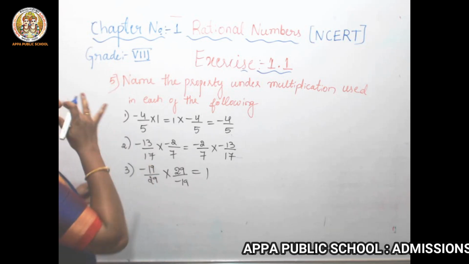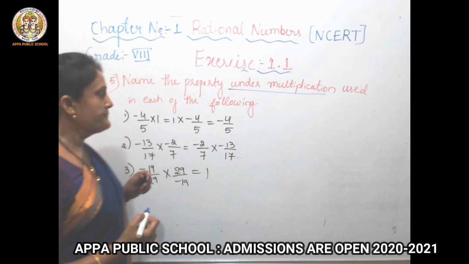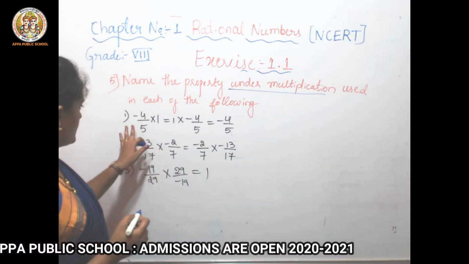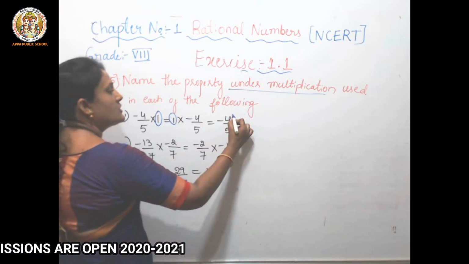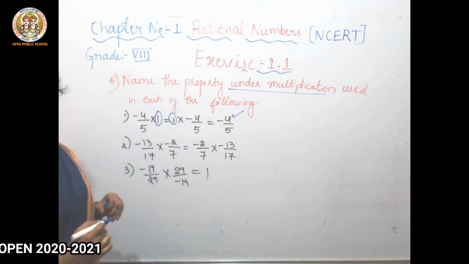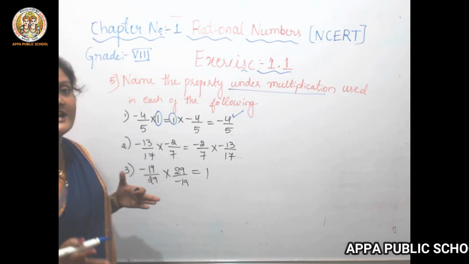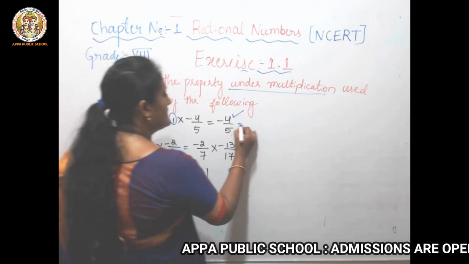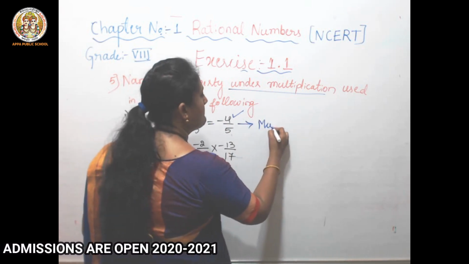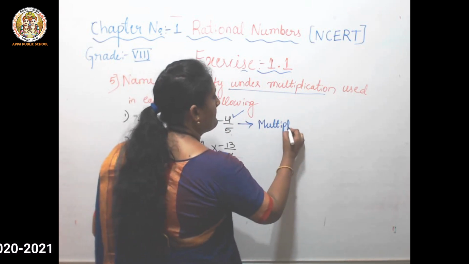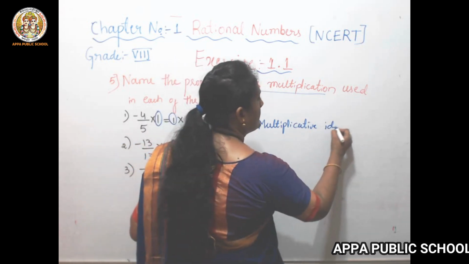Solution. See, we have to write the property under multiplication. Okay, so have a look at the first question. Here it's multiplied by 1, here also multiplied by 1. So our result is the same. It means multiplicative identity. I said in the concept that the multiplicative identity is 1. So that's the property we used in this, that is multiplicative identity.